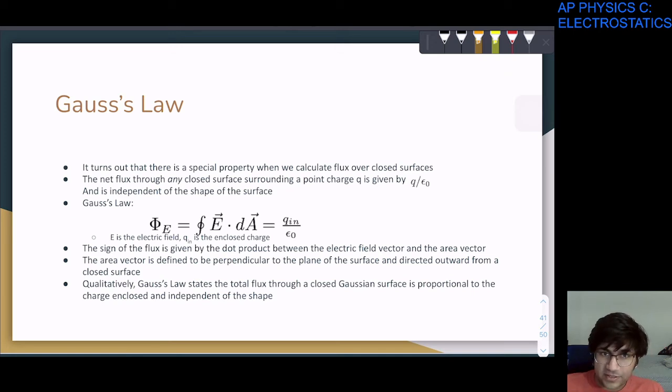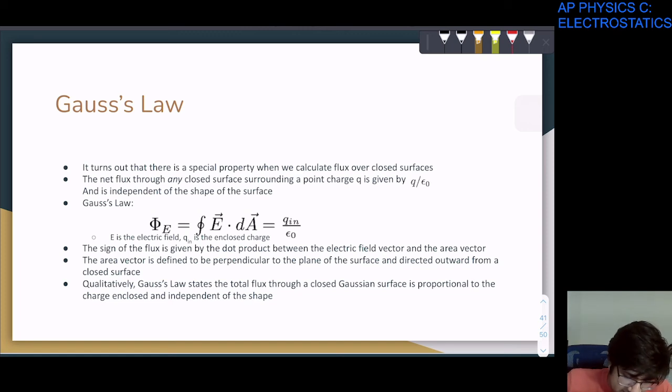So Gauss's law is essentially that. It's saying that there's a special property when we calculate flux over a closed surface. The net flux through any closed surface surrounding a point charge Q is given by Q divided by epsilon 0. So the electric flux is equal to the enclosed charge divided by epsilon 0. If there's no charge inside, then the flux of that closed surface should be 0.